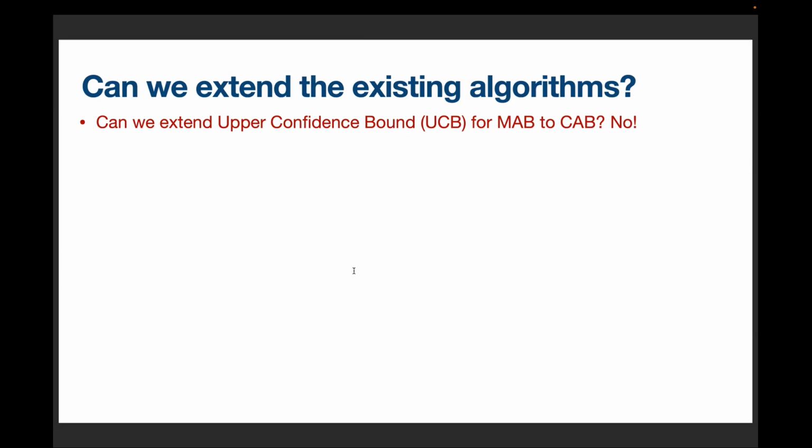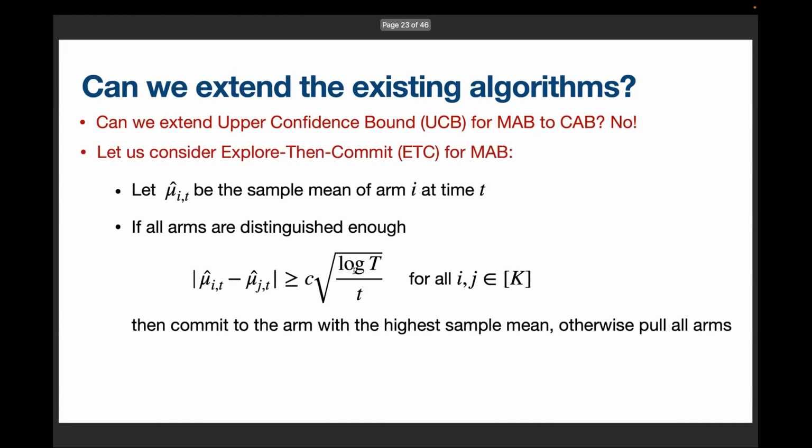Then you may say, well, how about some other algorithm? There are some other algorithms for the multi-arm bandit setting. Perhaps one can extend one of those, and the authors have found one of those algorithms. It's called explore then commit, or ETC. Let me first introduce ETC for the multi-arm bandit setting, and then later I will tell you how one can extend this algorithm to the setting of the paper, CAB.